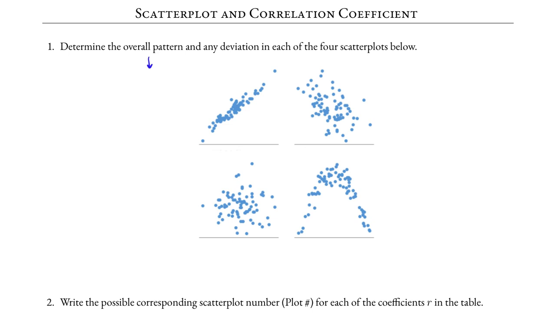The overall pattern of a scatterplot includes the direction, whether it is positive, negative, upward, or downward, or neither; its form, whether it is linear or curvilinear; and its strength, how strong it is based on the form that we determined. We also need to determine any deviation from the scatterplot, and these are the possible outliers.